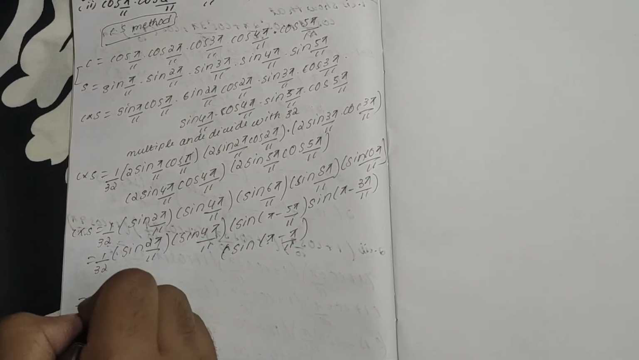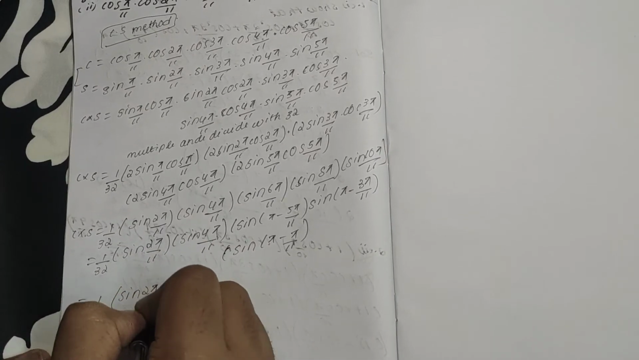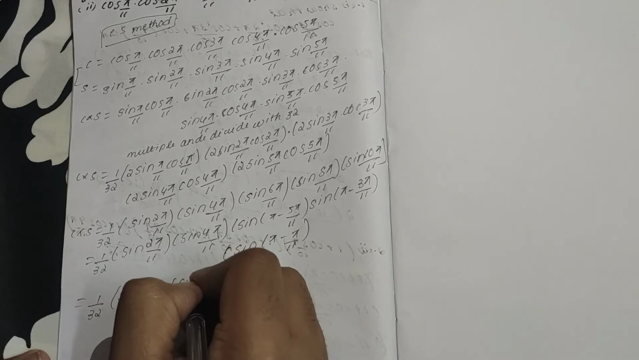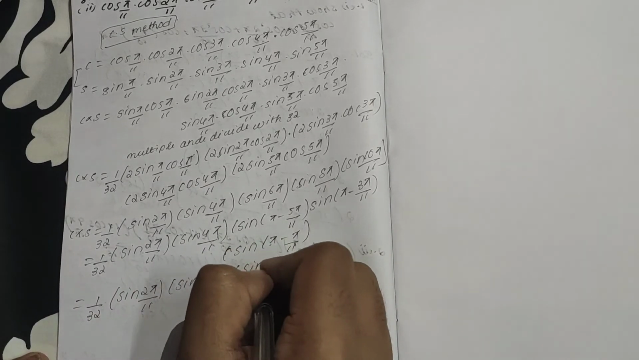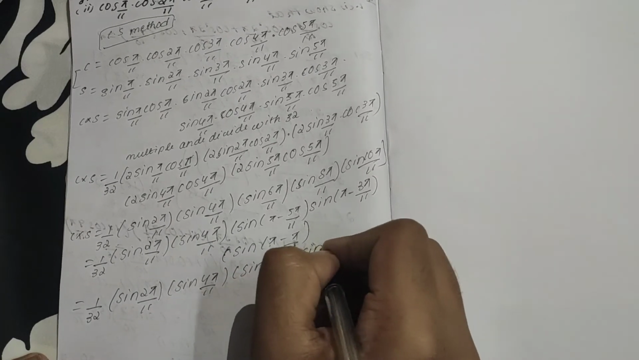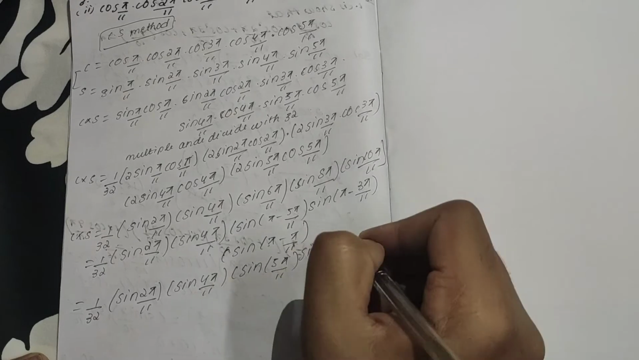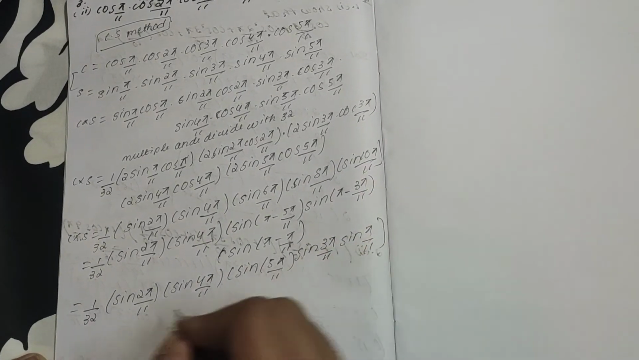So this is 1 by 32 into sine 2 pi by 11, sine 4 pi by 11, sine 5 pi by 11, sine 3 pi by 11 and sine pi by 11. So this is the value of S.